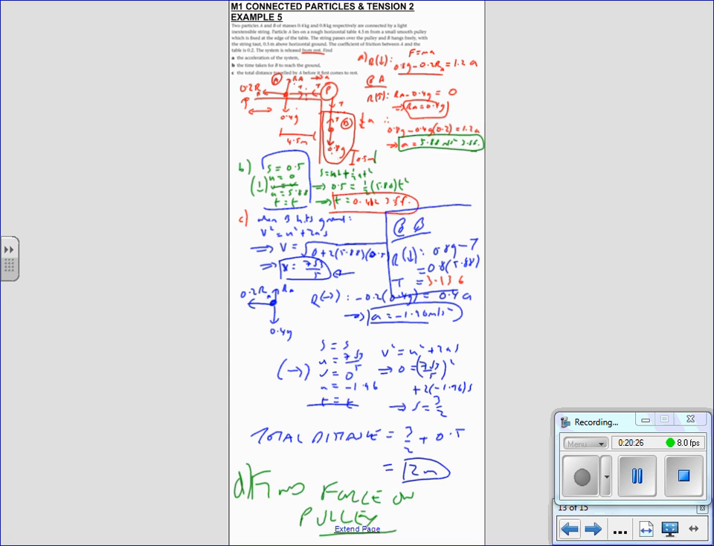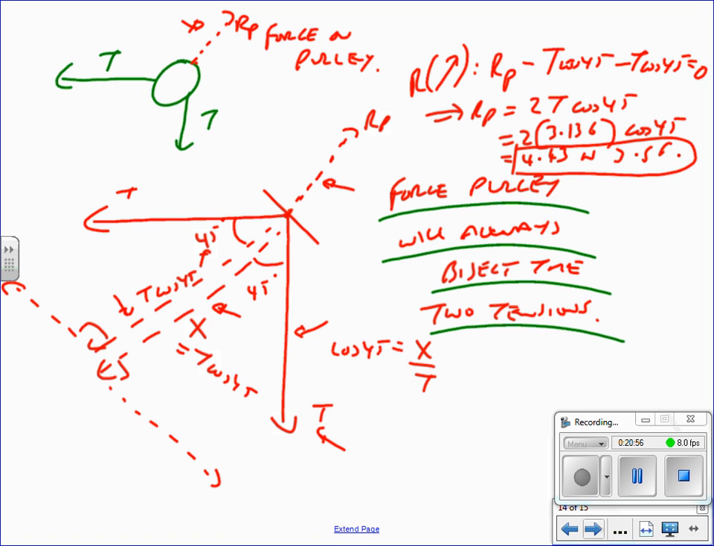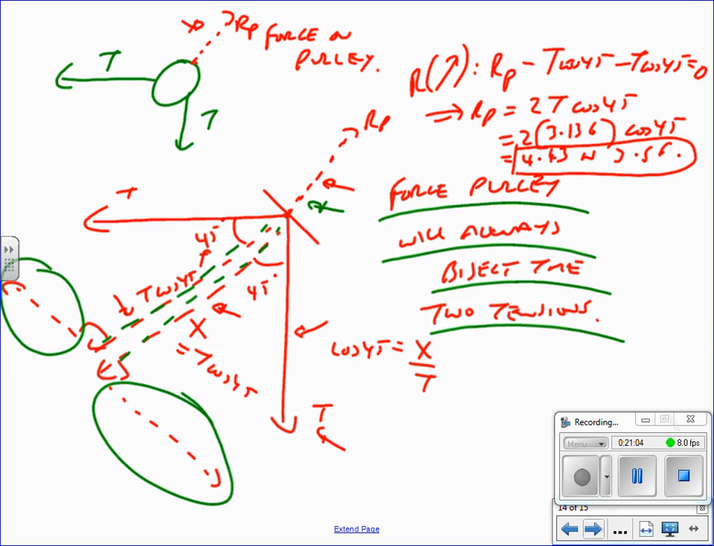But you know, we would normally make that to fewer sig figs, but as we want to be exact here, I'm going to keep that value. So that's 3.136, and therefore 2 times that times cos 45 makes the force on the pulley 4.3 newtons to 3 SF. Okay, so how do you find the force on the pulley? The force on the pulley always bisects the two tensions, and therefore you just need to find out what these components are, because this lateral movement has no impact on the force of the pulley because they cancel each other out. Okay, that's that.